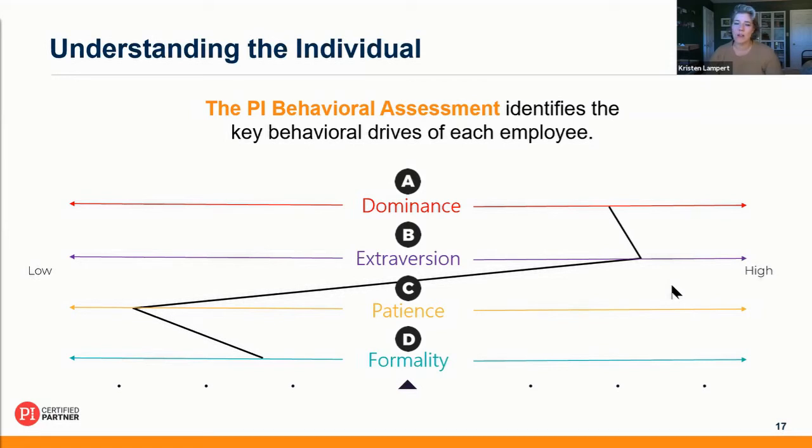For C, we're talking about patience, and that isn't necessarily, are you an impatient person, but it's about how you are driven for consistency and stability in your job. So in your general life, are you looking for more serenity and stability if you're a high C, or do you really thrive off of a varied work environment, no day's the same, and you just love that type of energy? And finally, we're looking at formality.